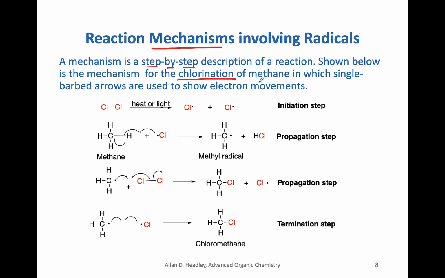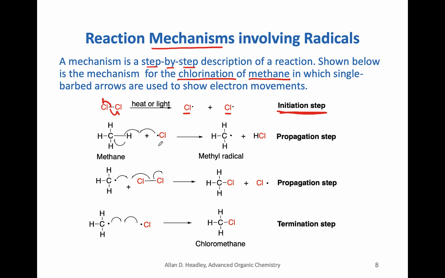So you have chlorine and methane in the presence of light. What will happen? As we said, chlorine in the presence of light or heat energy, this bond will break homolytically to give two chlorine radicals. That's called the initiation step in the mechanism.